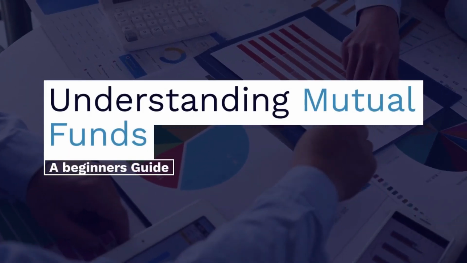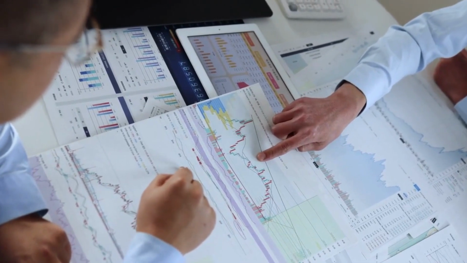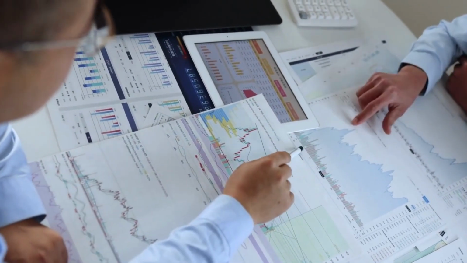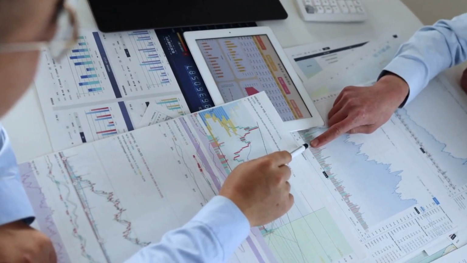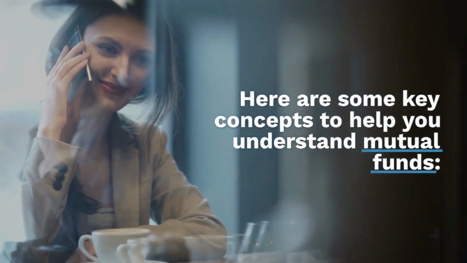Understanding mutual funds, a beginner's guide. A mutual fund is a type of investment vehicle that pools money from multiple investors and invests it in a diversified portfolio of securities such as stocks, bonds, and other assets. Each investor in the mutual fund owns shares, which represent a portion of the holdings of the fund. Here are some key concepts to help you understand mutual funds.